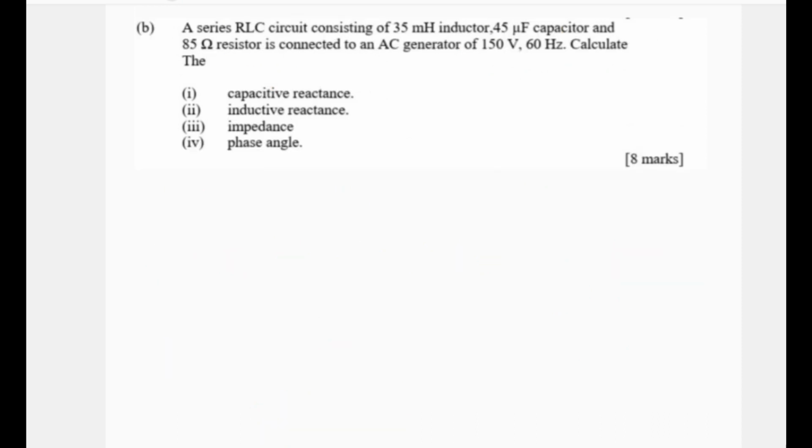For the second question, we have a series RLC circuit consisting of a 35 millihenry inductor, a 45 microfarad capacitor, and an 85 ohm resistor. All of these devices are connected to an AC generator with 150 volt and 60 hertz. For the first question, we have to find the capacitive reactance. For capacitive reactance, we are going to use the equation Xc equals 1 over 2 pi F C.